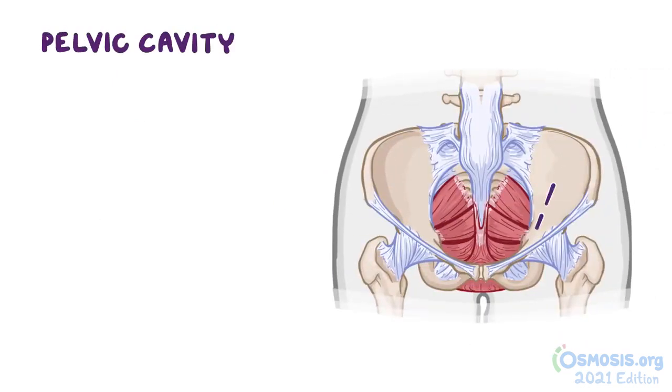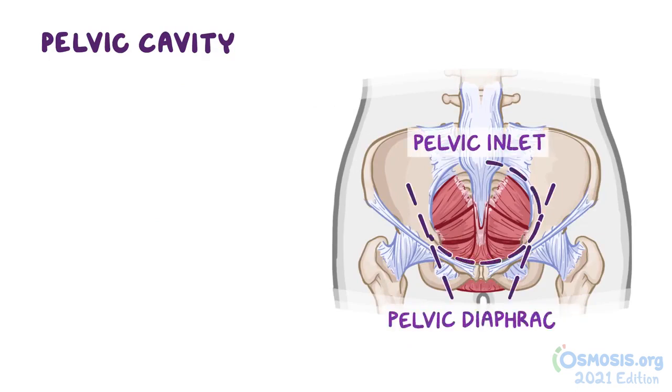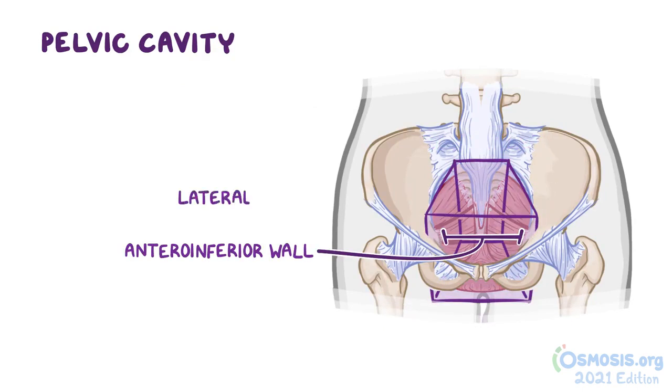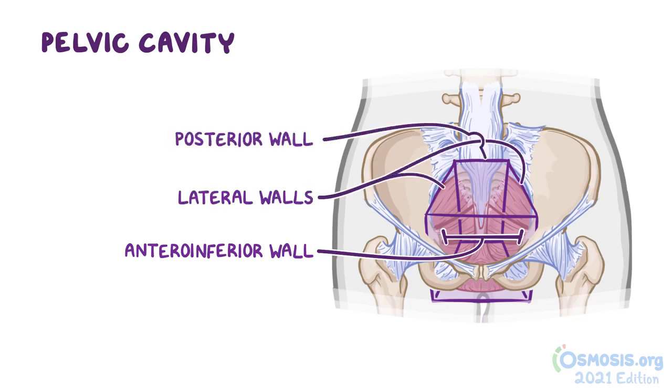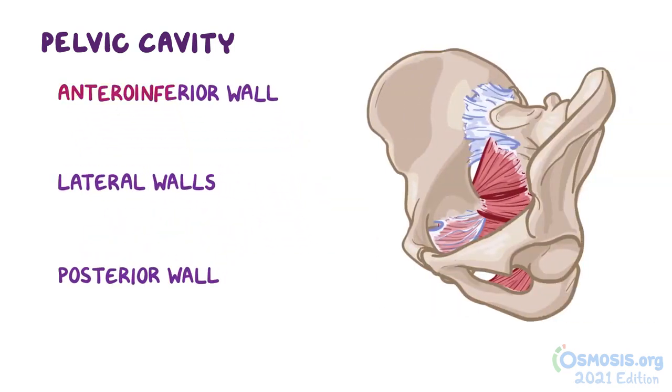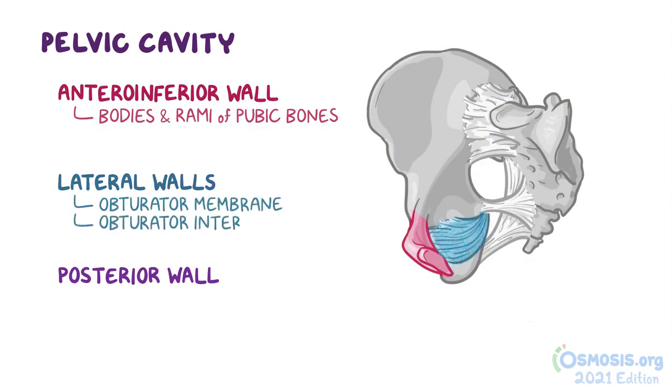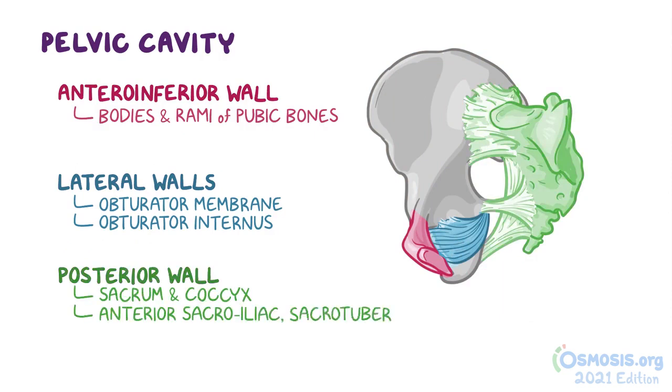Alright, as a quick recap. The pelvic cavity is a funnel-shaped cavity bounded superiorly by the pelvic inlet and inferiorly by the pelvic floor or diaphragm. It has an antero-inferior wall, two lateral walls, and a posterior wall. The antero-inferior wall is formed by the bodies and rami of pubic bones. The lateral wall is formed by the obturator membrane and the obturator internus muscle. Finally, the posterior wall is formed by the sacrum and coccyx, and the anterior sacroiliac, sacrotuberous, and sacrospinous ligaments.